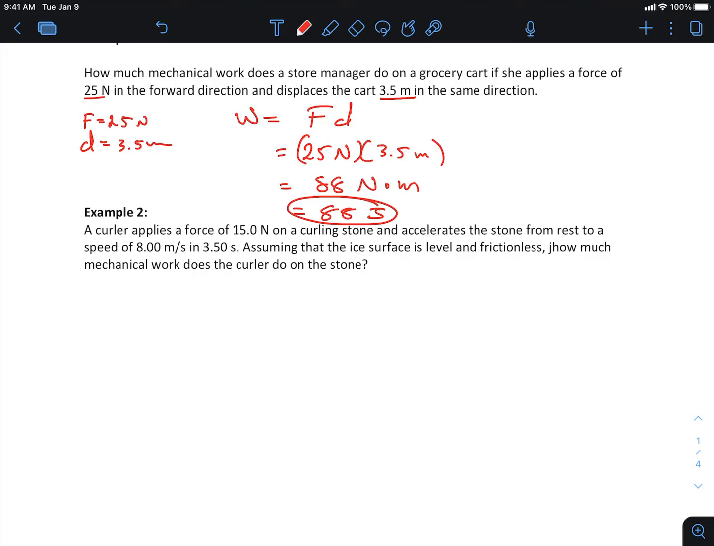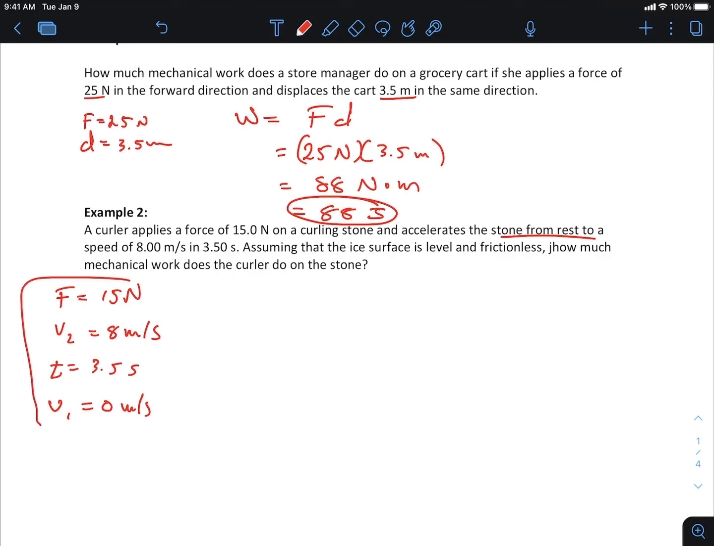If I were to write out all this stuff here, I'd be able to say, okay, I know the force is 15 newtons. I know the final velocity is 8 meters per second. I know t is 3.5 seconds. And we also know one other thing. The stone starts from rest, so v1 is equal to 0. Being able to do this is a critical part of a question.